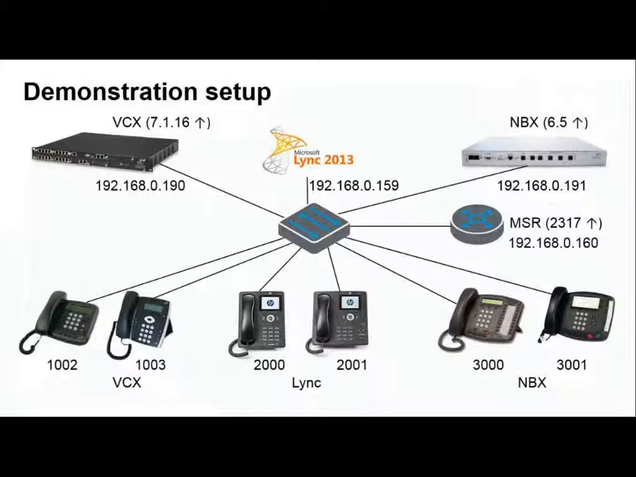Extension 1000 to 1999 for the VCX, extension 2000 to 2999 for the Lync solution, and extension 3000 to 3999 for the NBX. I will show you the configurations of Lync, VCX, NBX and MSR, and will explain how this all works together. Okay, so let's get going.